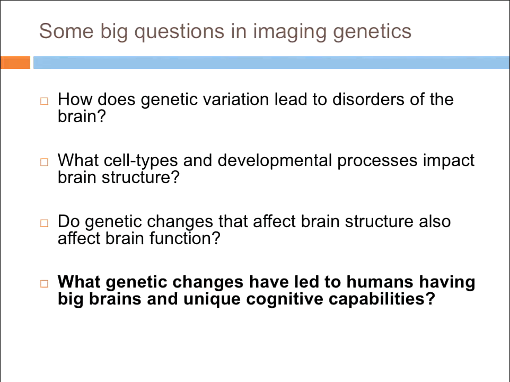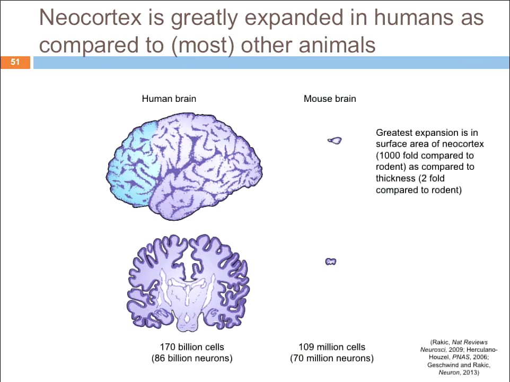Okay, and then the last question that I'm going to go over is what genetic changes have led to humans having big brains and unique cognitive abilities? So just quickly, humans have big brains. Here is a human brain and here is a mouse brain. They are very different. A human brain has around 170 billion cells, and a mouse brain has around 100 million cells.